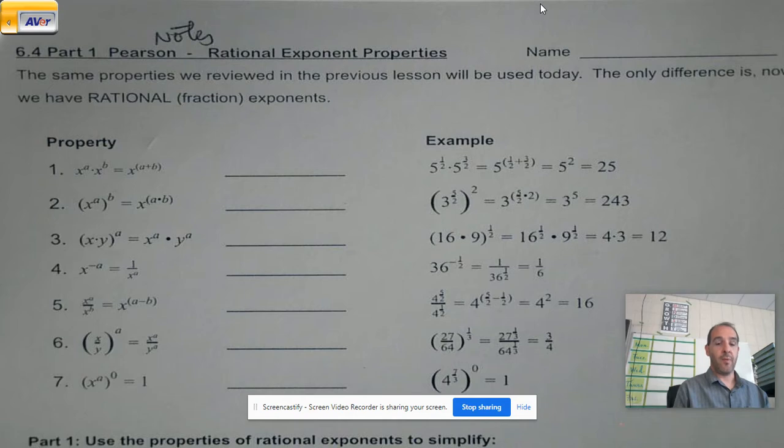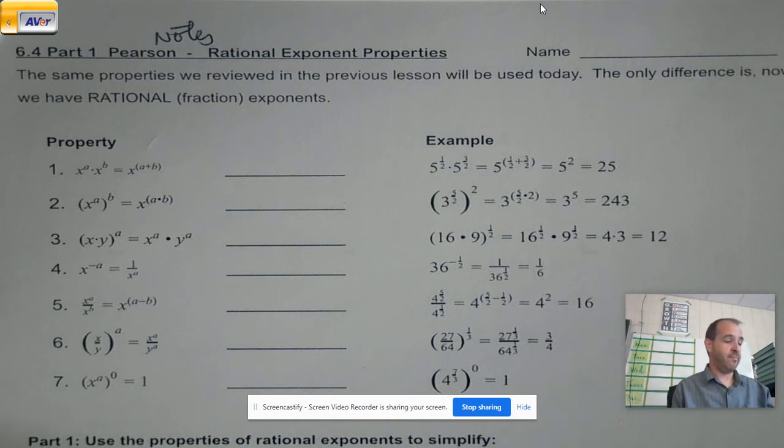So, are the properties changing? No. Same properties. The only difference now is we have what we call rational exponents, which means there are fractions involved. Now, before you flip out and turn this off and say, nope, not doing it, remember, you have a calculator. Hopefully you've downloaded the app at this point. If not, it's in the library on my Google Classroom. Find it, get the app down. Might have to show you that at the end of this, just to remind you.